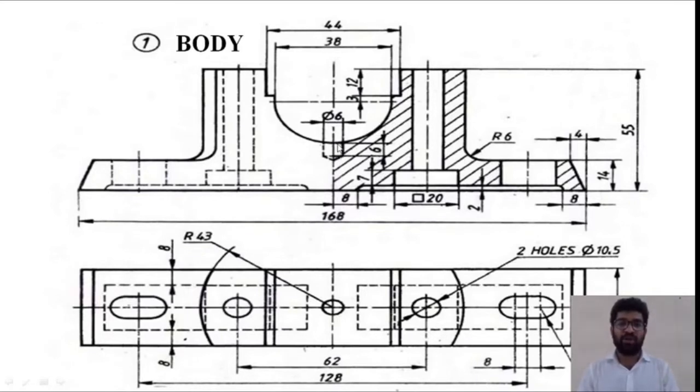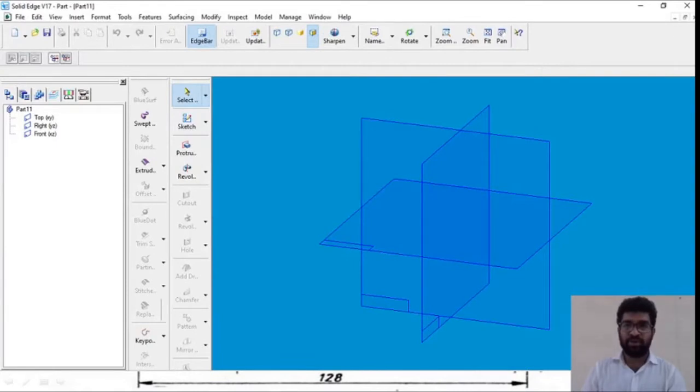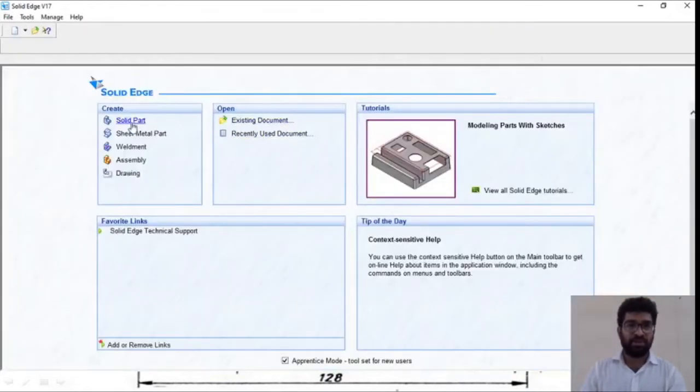To create the body, we will only create the right half section of the body using Solid Edge. To create that, we'll start from this point and draw a line like this. The outer portion of the body will be drawn, of dimension 168 divided by 2 is 84. So we will go to Solid Edge, create solid part.